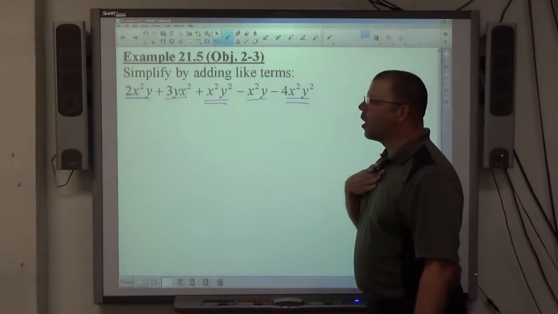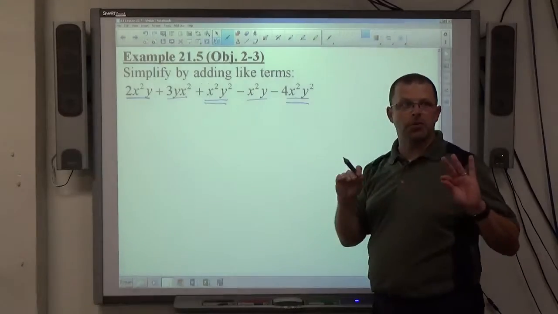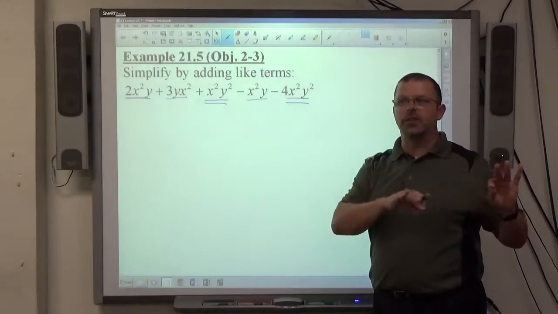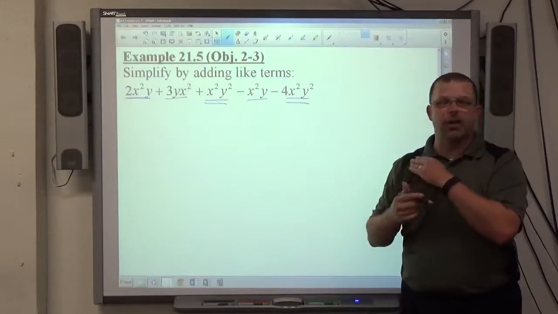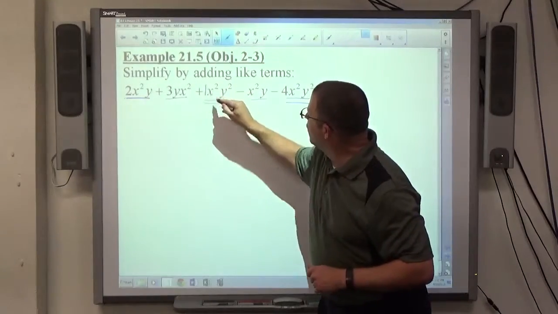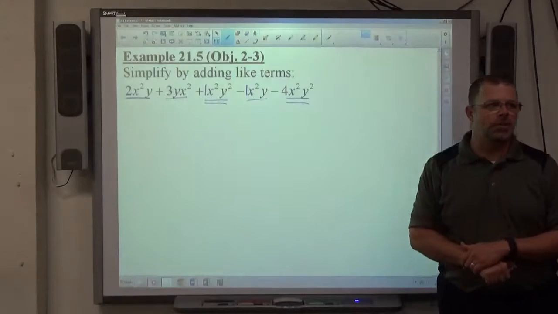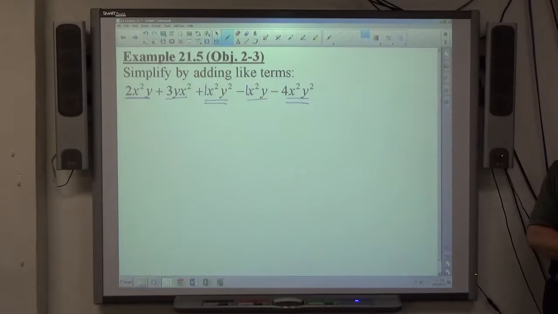One other thing I would do on my paper, if it were me, and I was just first learning this topic, or I learned it last year a little bit and I'm just reinforcing what I learned from last year, I would put my coefficients of 1 on those two guys right there just to be safe that I don't forget there's 1s in front of those.